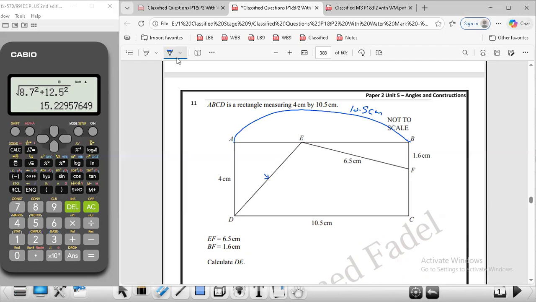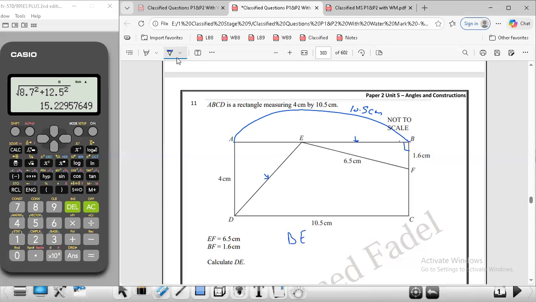But if I find this, it will help me find AE, right? So let's find EB. How, mister, are we going to find EB? I'm going to find EB through this right-angled triangle using the Pythagoras theorem. So 1.6 and 6.5. But this one is the hypotenuse. So the other one is one of the two legs. I need to find BE. Okay, so let's find BE, mister.